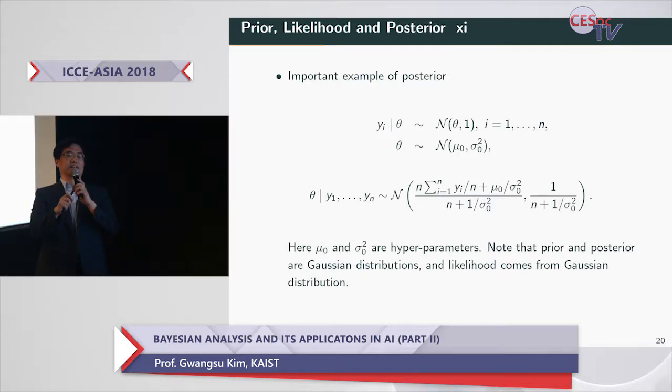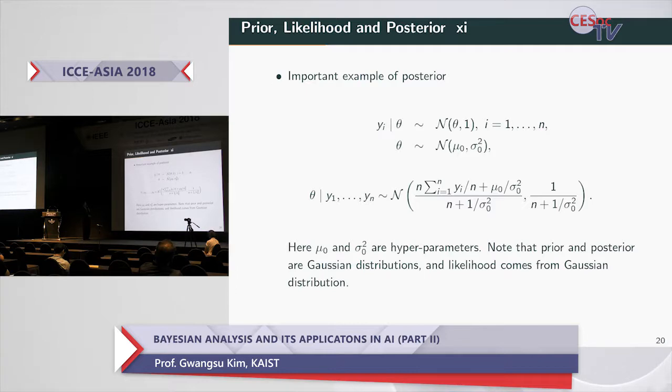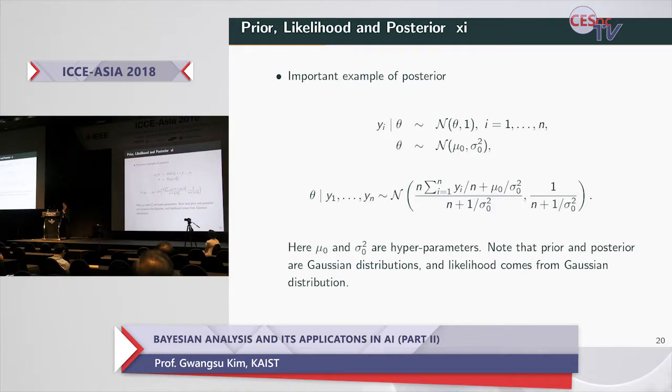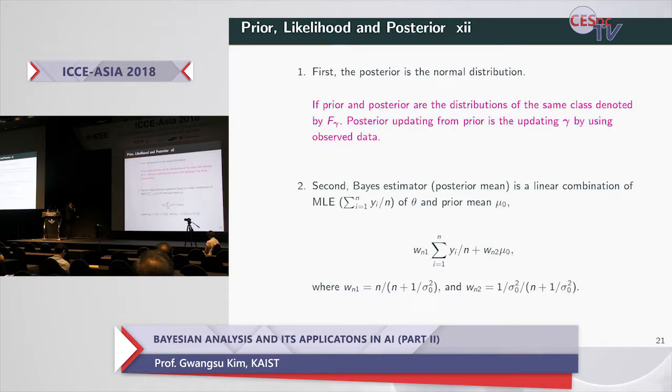It is by basic calculation. Here, mu 0 and sigma 0 squared are hyperparameters, usually constant values. The important property is that the prior and the posterior are Gaussian, also Gaussian. The distribution of theta and the posterior of theta are Gaussian distributions. And the rule comes from Gaussian distributions. So this shows all Gaussian. So the posterior is the normal distribution.